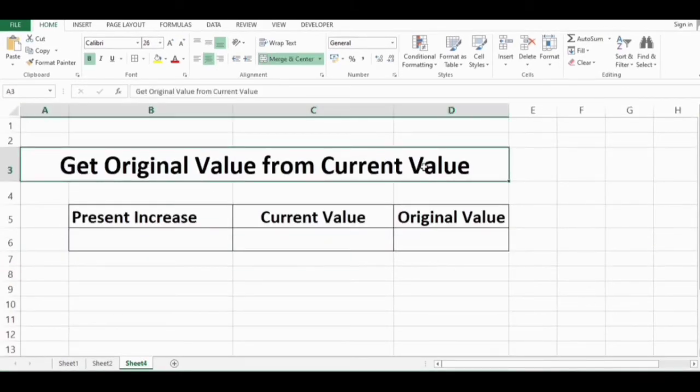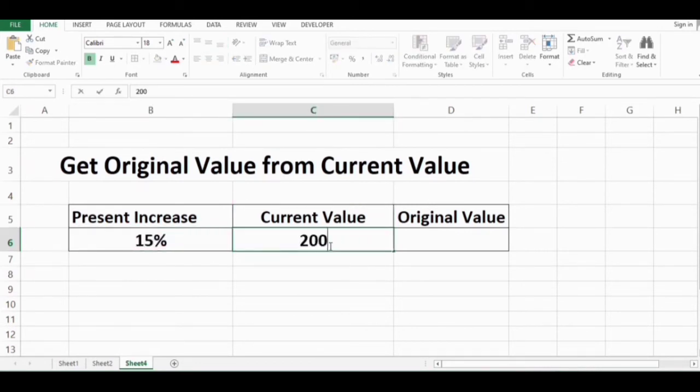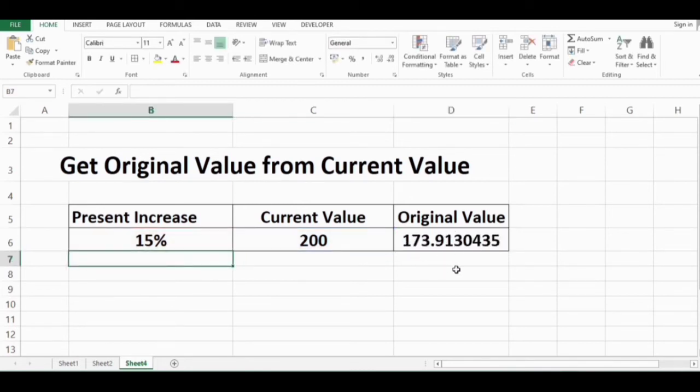Alright, now this time we have to find out the original value from your current value. You have the current value and you have the percentage, I mean the percent increase, but you have to find out what was the original value. Okay, you have put in the data. Now I have to put the formula. Formula is equal to C6 oblique B6 plus 1, and that you have to write in bracket. Let me put the bracket over here. Okay, press enter. Now this is the original value, this is the starting value.